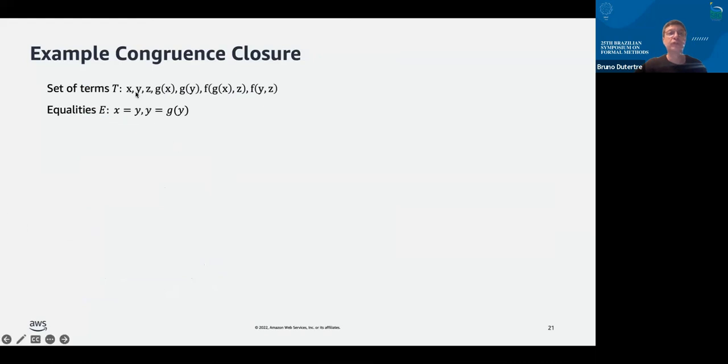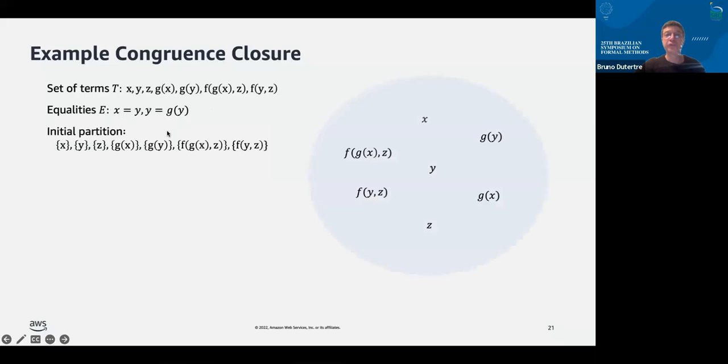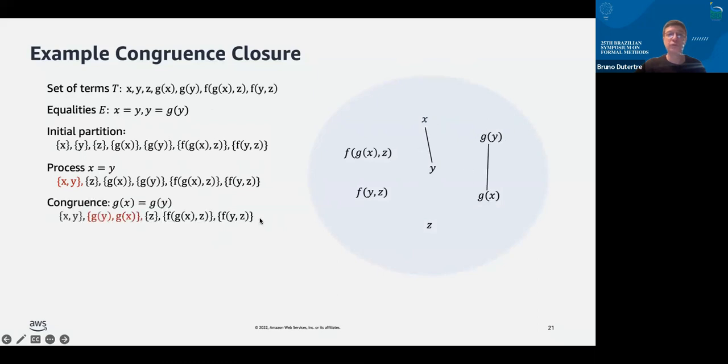I have a bunch of terms here that I chose, and here are two equalities, x equals y and y equals g of y. We start with an initial partition where all the terms are in different classes. And then we process the first equality, x equals y, which means that we are going to merge the class of x and y. I describe this by marking an edge between x and y here. Then we do a congruence. You can see that because x and y are equal, g of x and g of y must also be equal. So we propagate. And that's it for this equality.